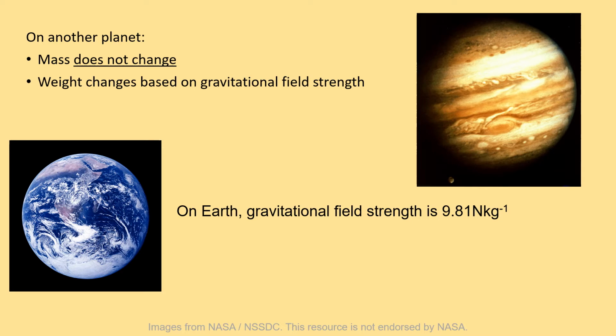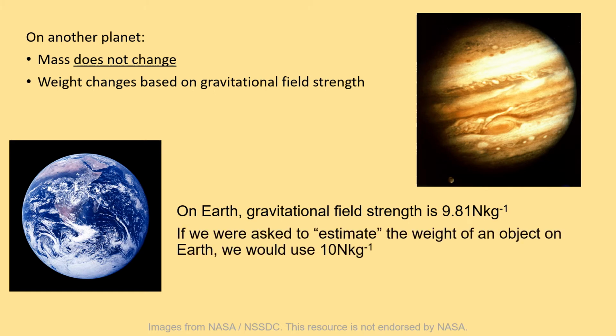We're used to using 10. We use little g as 10 at GCSE and Key Stage 3, but in A-level we use closer to the real approximation of 9.81. If we were to estimate the weight of an object, we would use 10 newtons per kilogram. This is the old Key Stage 3 and the GCSE equivalent.